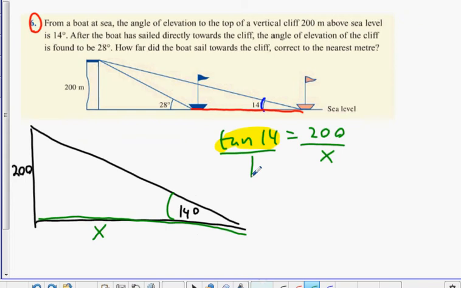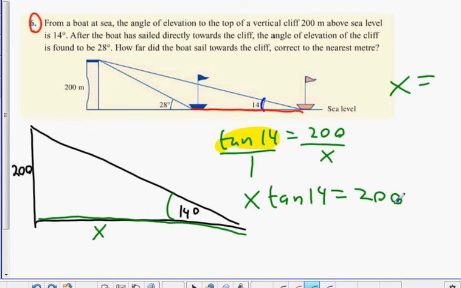I'm going to cross multiply the x. I want to get x on its own somehow. And I want it in a top position, not a bottom position. How do I bring the x from the bottom right? Where's the only place it can go? Top left. So x ends up to be x tan 14 equals 200. You notice I didn't put in the 1 because there's no need.